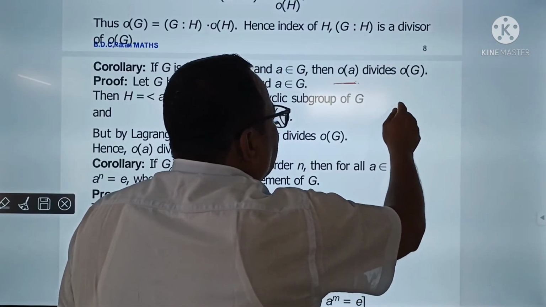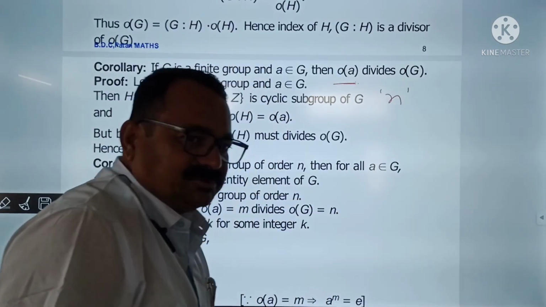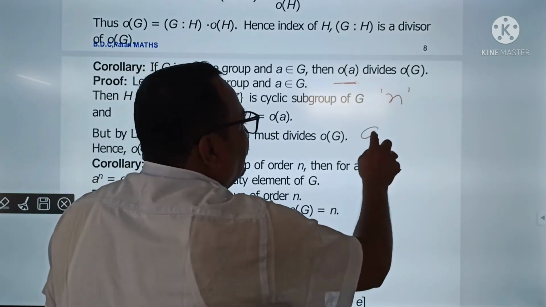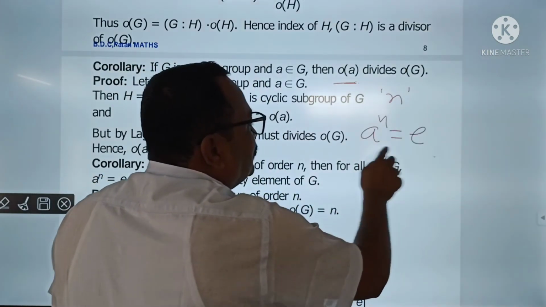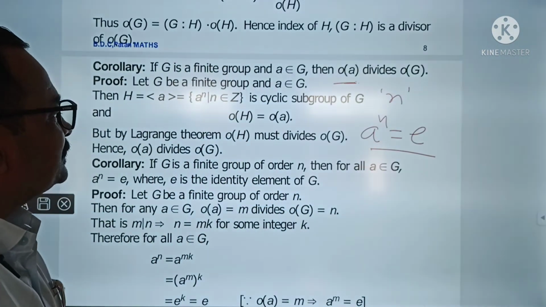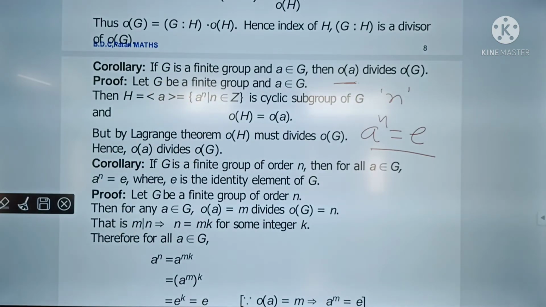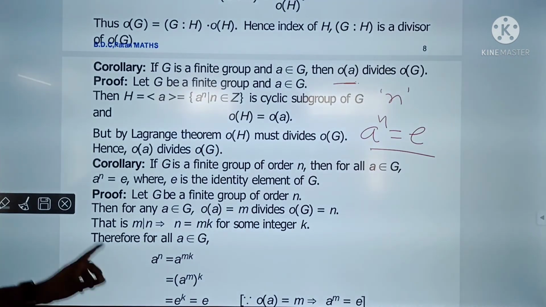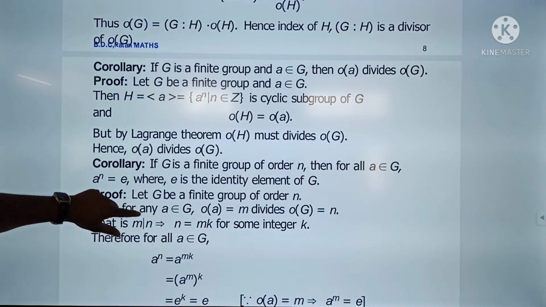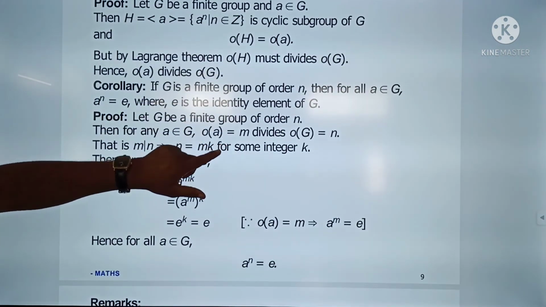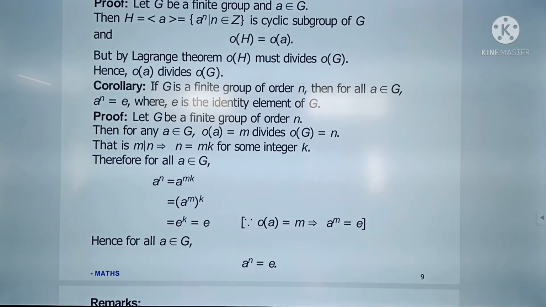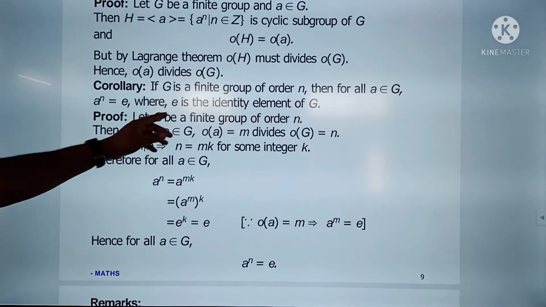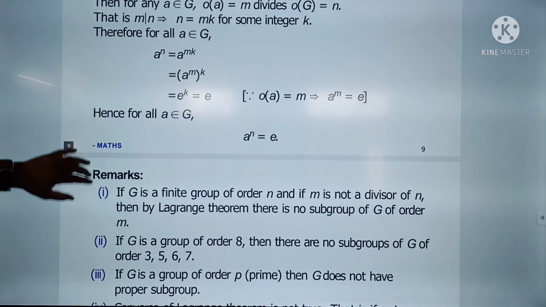A positive integer n is called the order of the element A if A raised to n is equal to the identity element, that is, E means the identity element of the group G. Then we say that n is the order of that element. Next, if G is a finite group of order n, then for all A belonging to G, A raised to n is E, where E is the identity element of G.